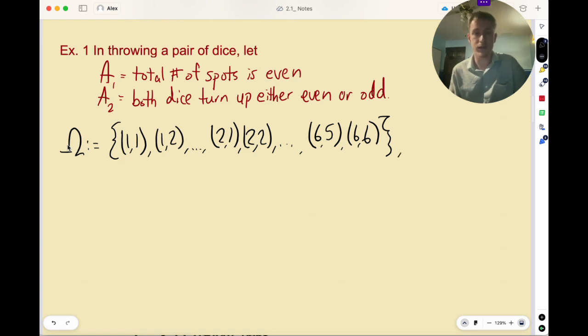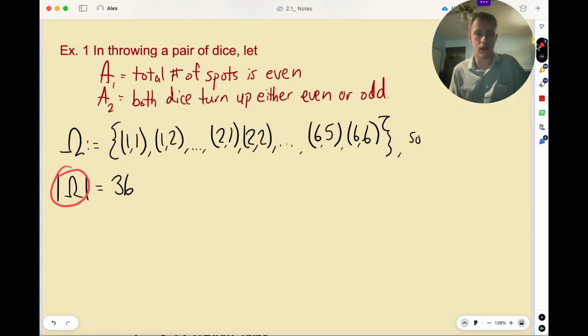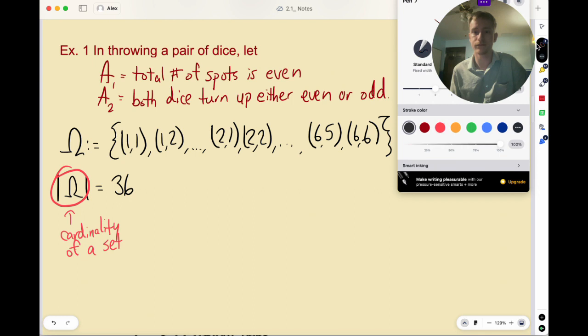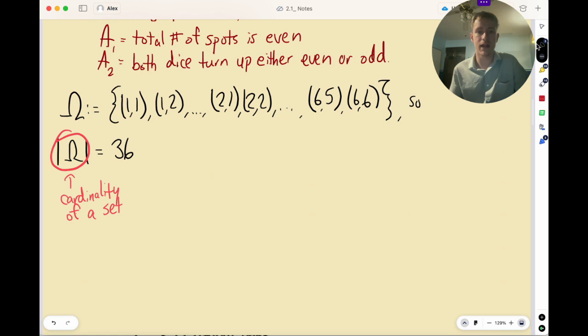So to denote this, we say that the cardinality of omega is equal to 36. If this notation is unfamiliar, this means the cardinality of a set. And for finite sets, this is just the number of elements in the set. So hopefully that's not too bad.